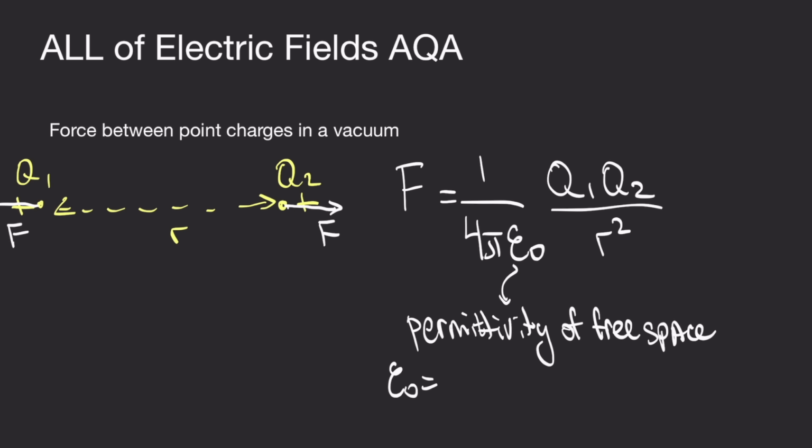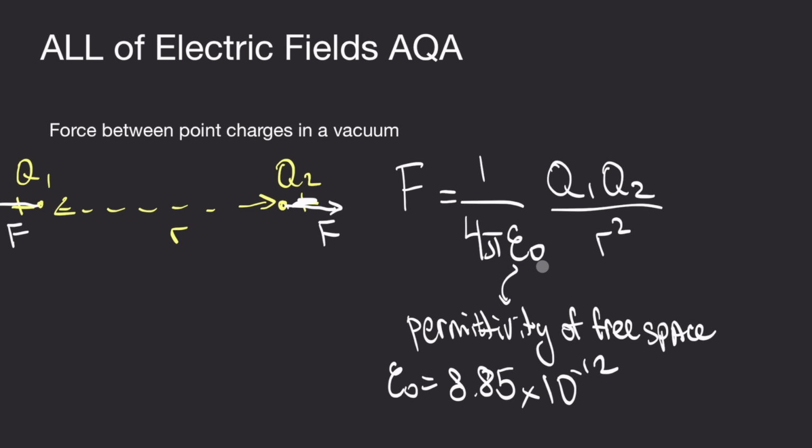Its value is given in the formula booklet. It's around 8.85 multiplied by 10 to the power of minus 12. Something important to note is that if one of these charges is suddenly negative, then this force will be attractive, depending on the charges. Another thing we need to mention is that this is called the permittivity of free space because this is the equation that applies in a vacuum.